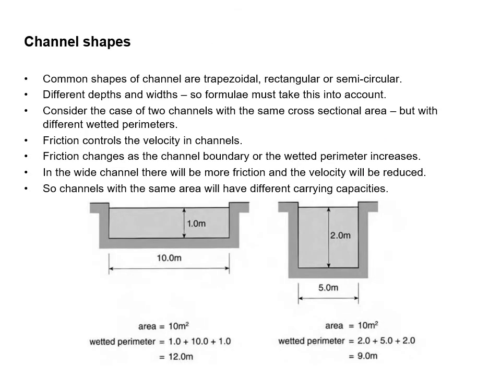So common shapes of channel are trapezoidal, rectangular and semicircular. We're going to have different depths and widths, so the formula must take this into account. So if you consider the case of the two channels with the same cross-sectional area but with different wetted perimeters, remember that friction controls the velocity in the channels. So the friction changes as the channel boundary or the wetted perimeter increases. In the wide channel, there will be more friction and the velocity will be reduced. So channels with the same area will have different carrying capacities.